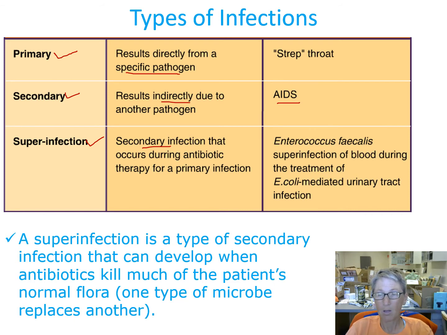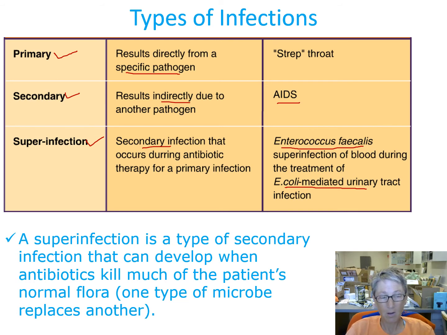So initially you're treated for an E. coli mediated urinary tract infection, so you treat for that. And then because you're treating the E. coli mediated urinary tract infection with the drug, you get a secondary infection by Enterococcus fecalis in the blood, and that's called a superinfection.